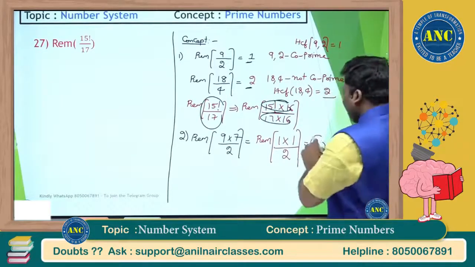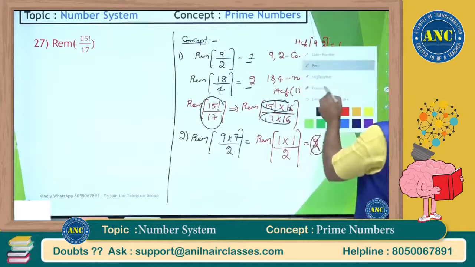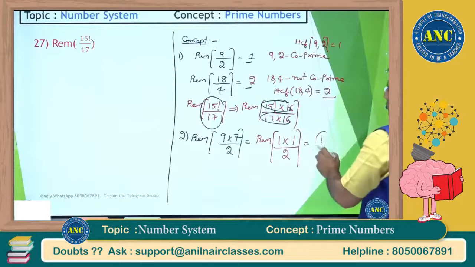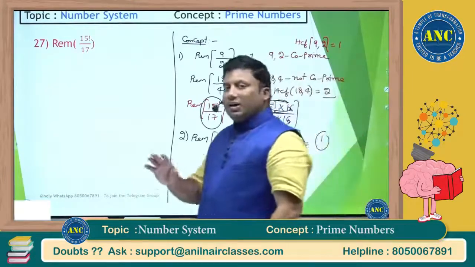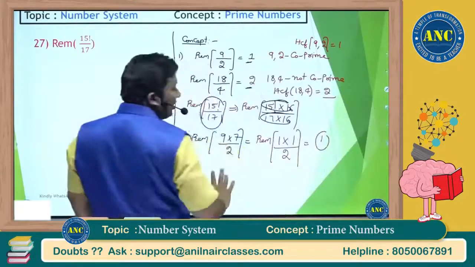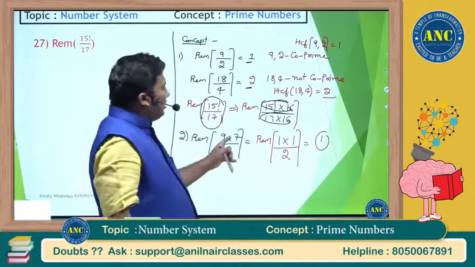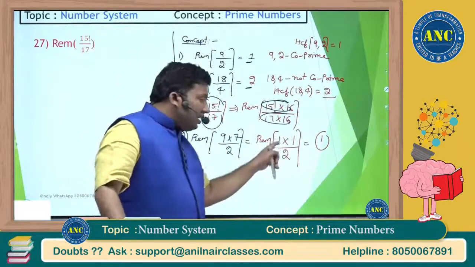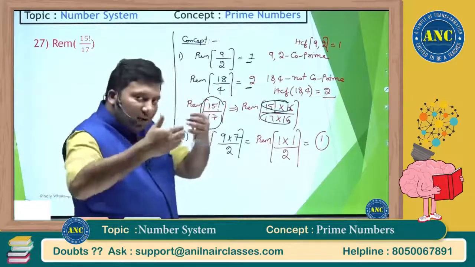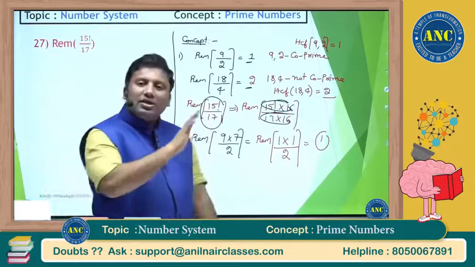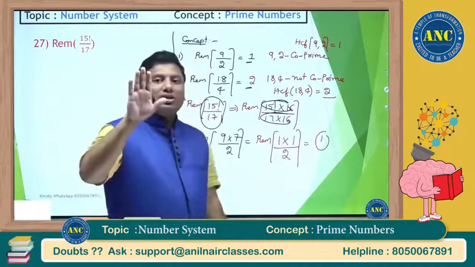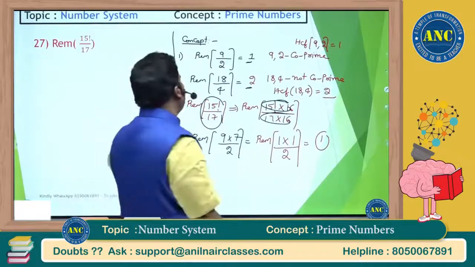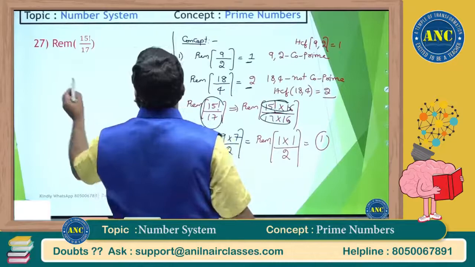As long as the numerator is less than the denominator, how many times you divide does not matter. 2 fours are 8, remainder 1. 2 threes are 6, remainder 1. 1 divided by 2, the numerator is less than the denominator. Even if you further divide by 2, the answer will not change. As long as the numerator value is less than the denominator, the remainder does not change. Now see this.